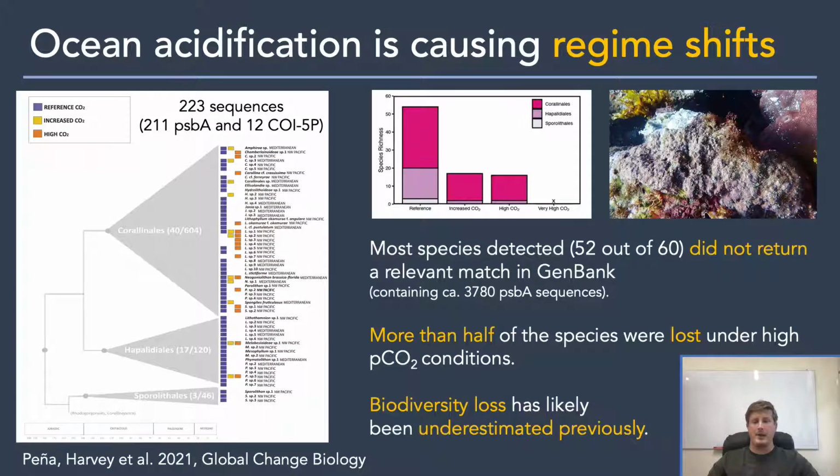Now, one of the difficulties we have in quantifying exactly how much of a loss is that in most cases, a lot of assessments and surveys have been done visually.